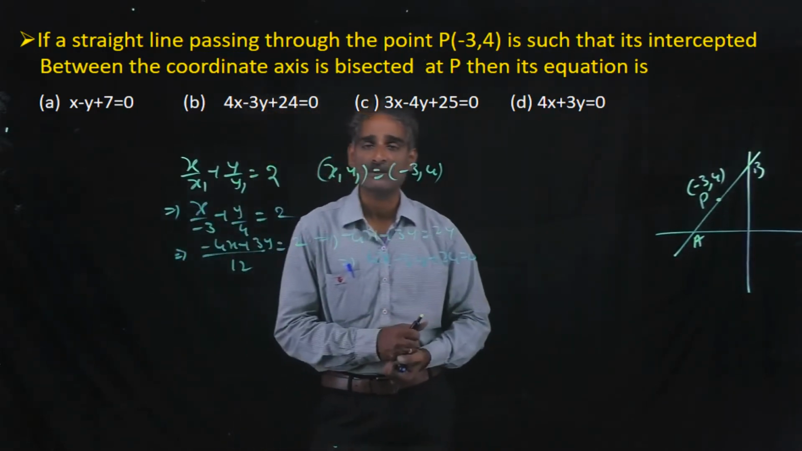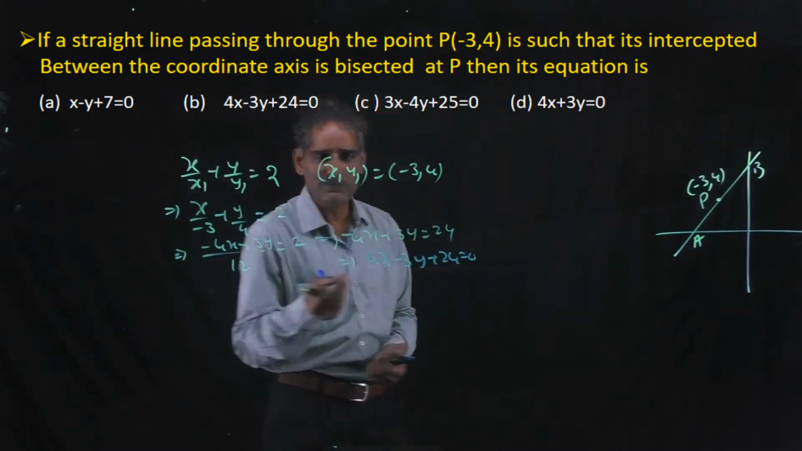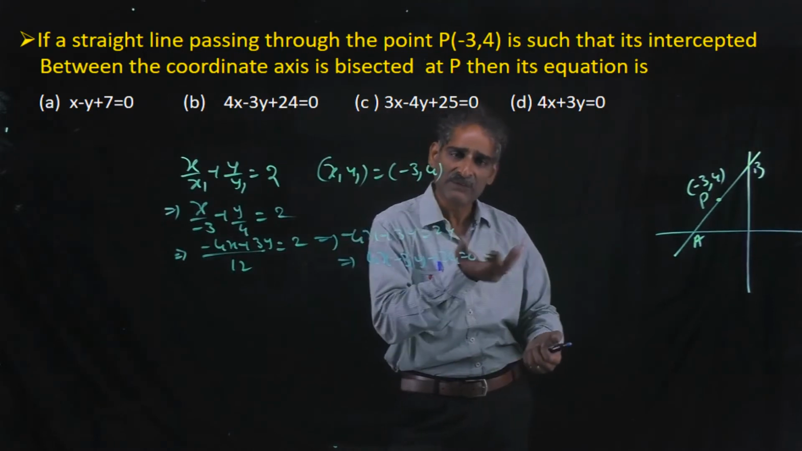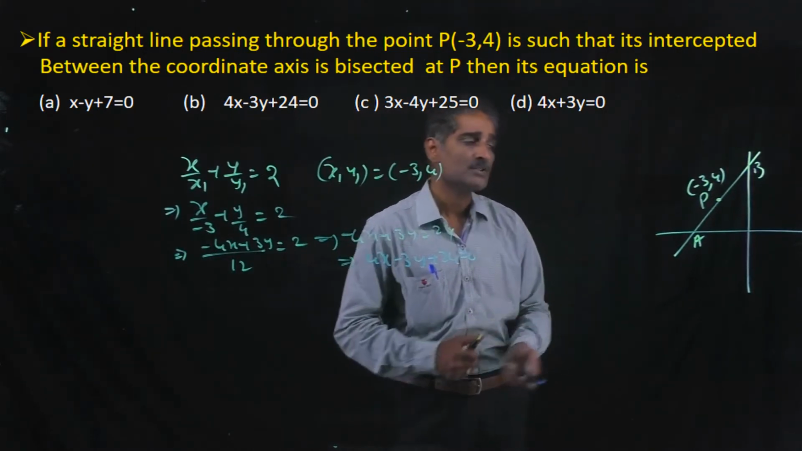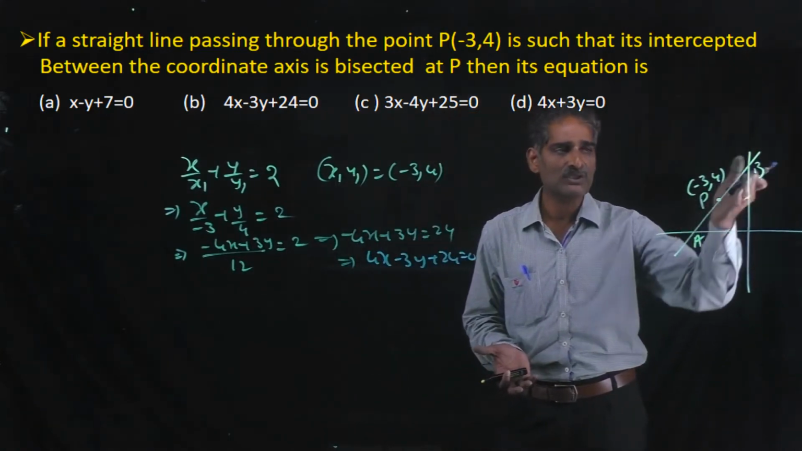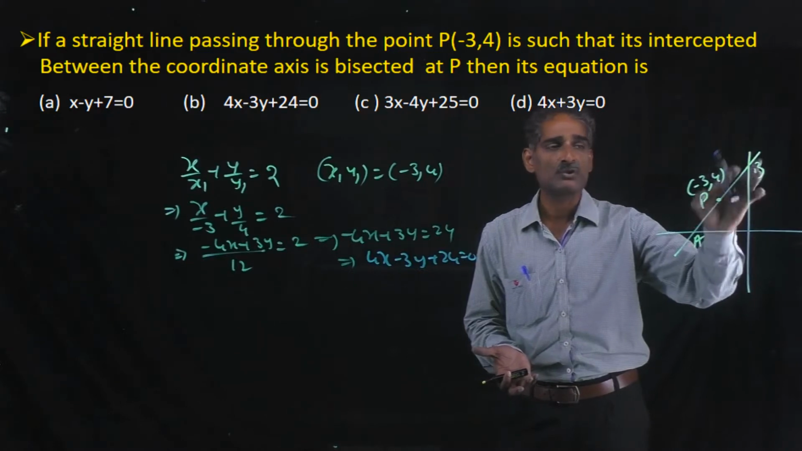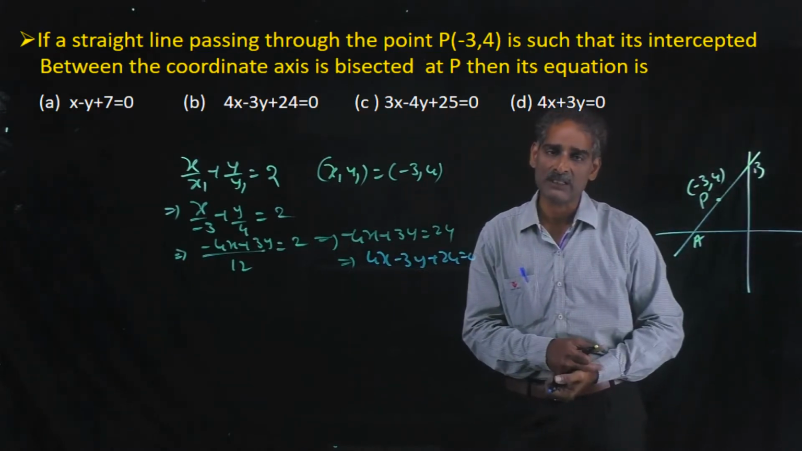This is the equation. With the help of this formula, we can solve this type of problem within seconds, within 10 or 15 seconds. So what is the actual procedure? Let us assume the equation of the line is in the intercept form. Then (a, 0) and (0, b) are the points. By applying the midpoint formula, we can find a and b. That is another method.